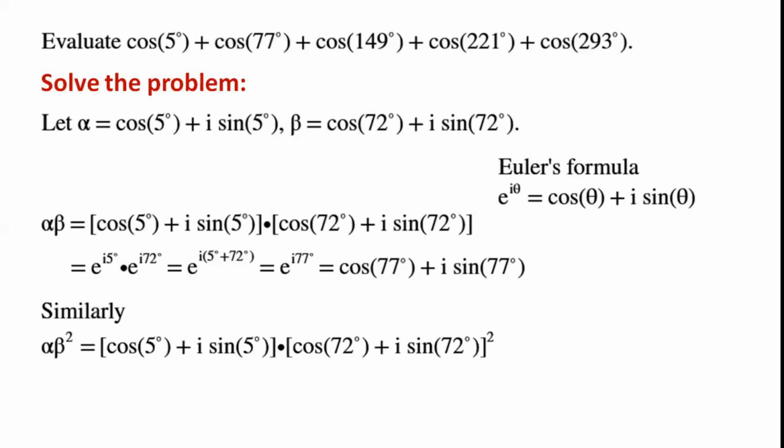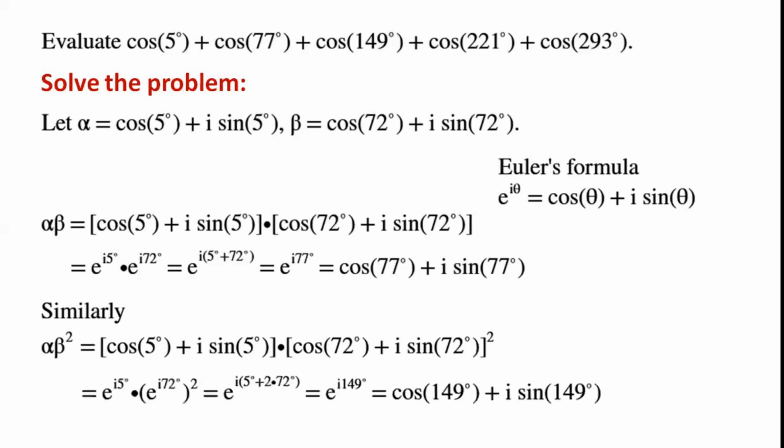Similarly, alpha beta squared equals cosine 5 degrees plus i sine 5 degrees times cosine 72 degrees plus i sine 72 degrees, all squared, which can be written as e to the power of i 5 degrees times e to the power of i 72 degrees, all squared, which is equal to e to the power of i times 5 degrees plus 2 times 72 degrees, which is equal to e to the power of i 149 degrees, which can be written as cosine 149 degrees plus i sine 149 degrees.